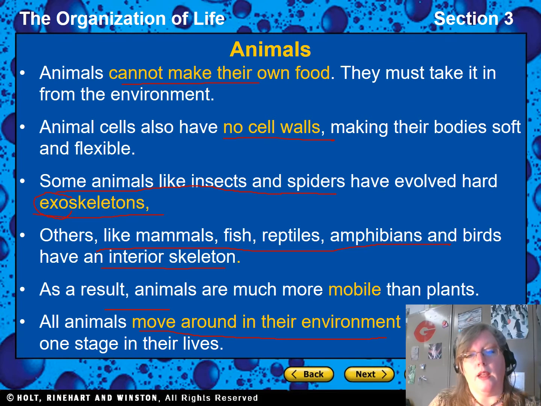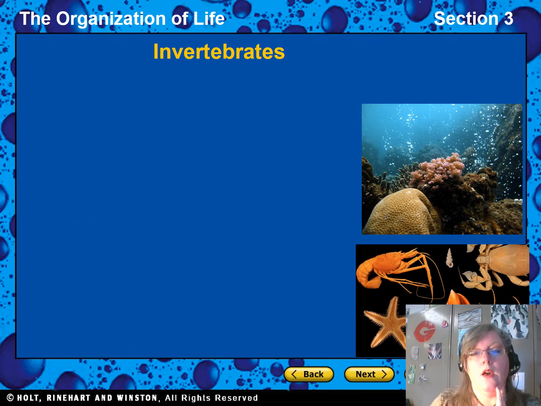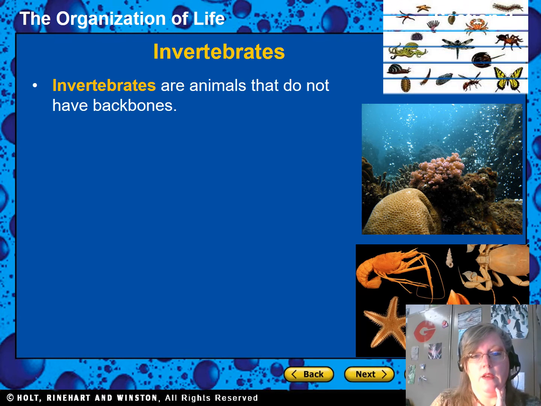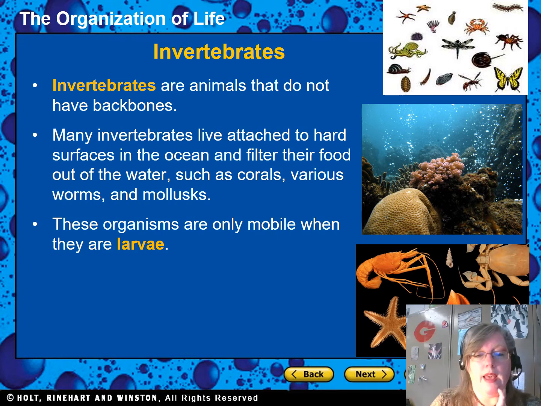Okay, so the first type of animal we're going to talk about are called the invertebrates. The invertebrates do not have a backbone. Have you heard of your spine being called a vertebral column? Okay, the spine is also called a vertebral column, and so invertebrates do not have a spine. They have no backbone.